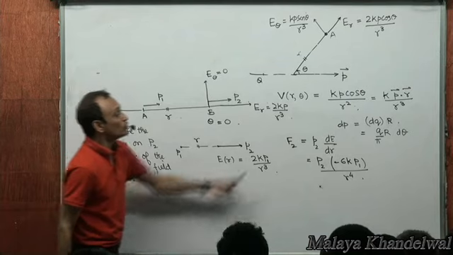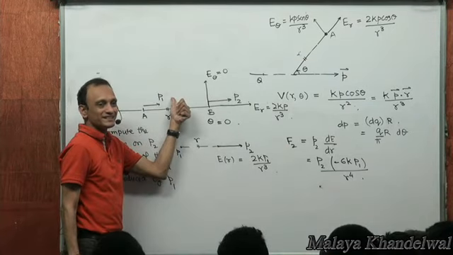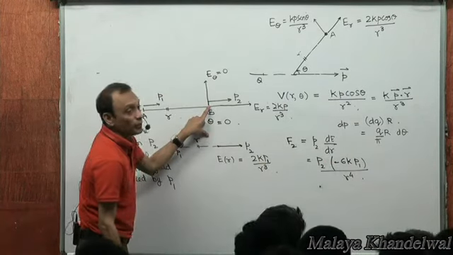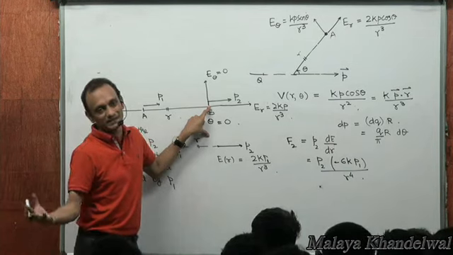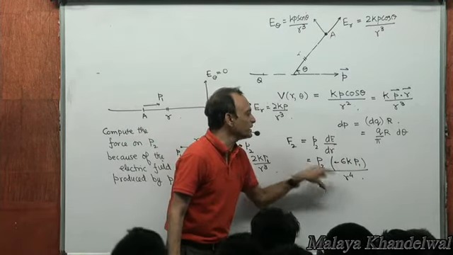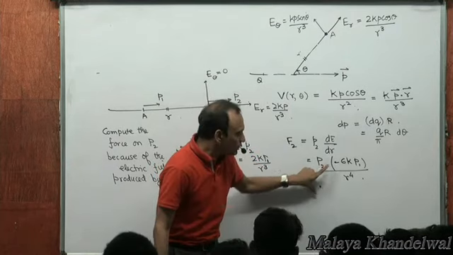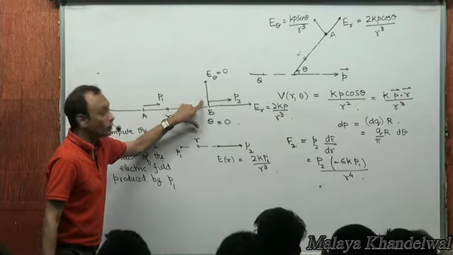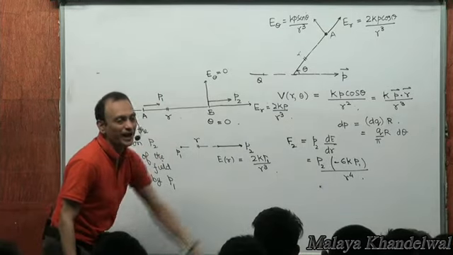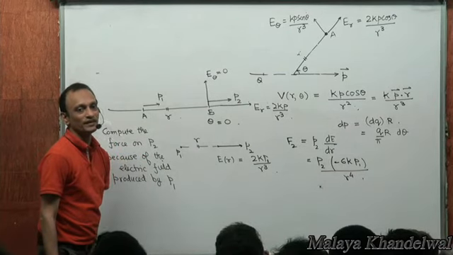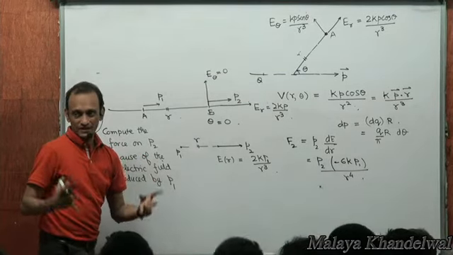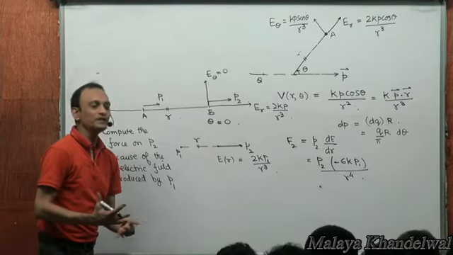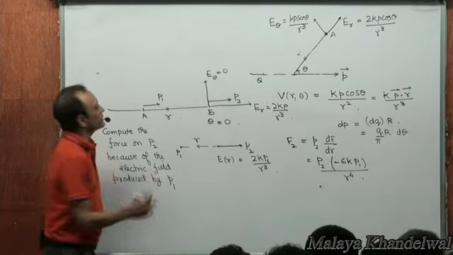Negative means the force on this dipole is leftwards. It's turning out to be negative. That means the net force on this dipole P2 must be leftwards. This is what it means. The magnitude of the force is 6k P1 P2 by r to power 4 and is leftwards on P2. And therefore on P1 it's the same magnitude but rightwards. Yes or no? Attractive force. There is a net attractive force between the two dipoles. Got me?